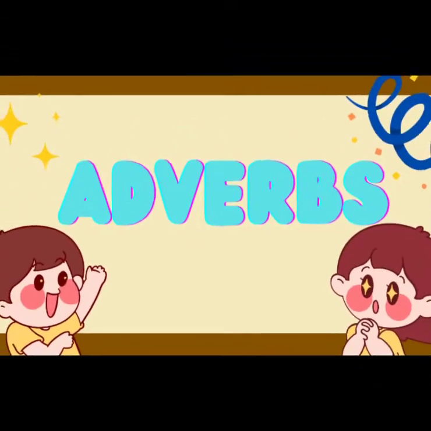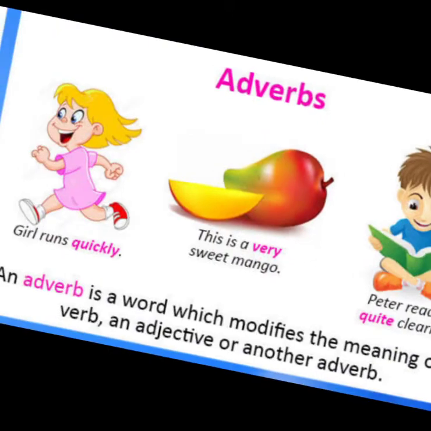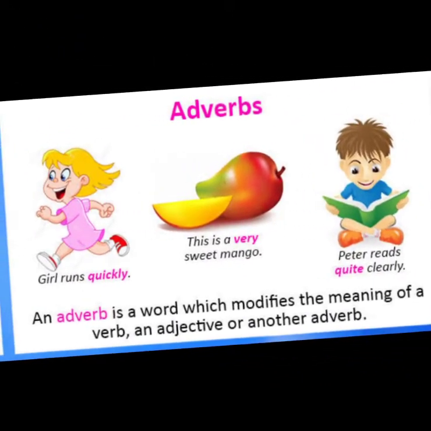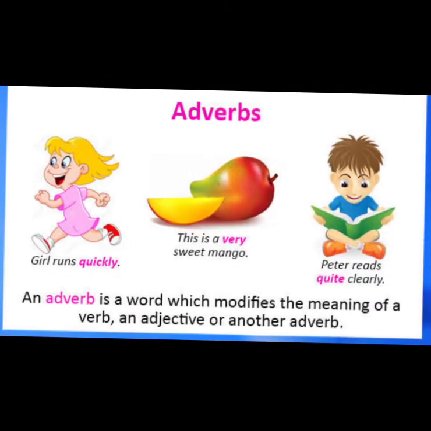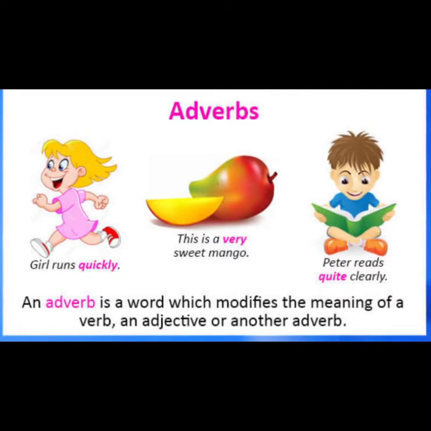Next, we'll be moving over to adverbs. An adverb is a word which modifies the meaning of a verb, an adjective, or another adverb in a sentence. Example: the girl runs quickly. This is a very sweet mango. Peter reads quite clearly.